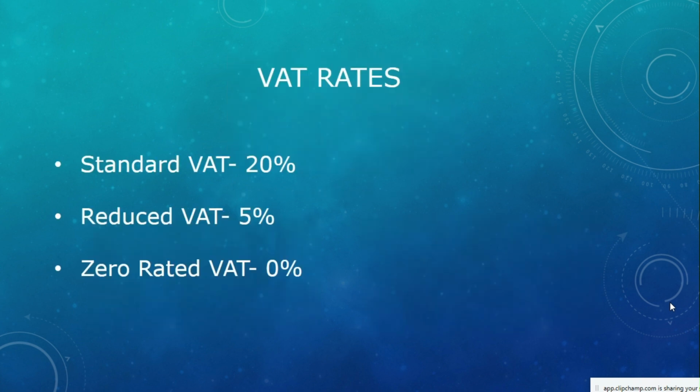So these are the VAT rates currently operating in the UK: 20%, 5%, or 0%. These are the three rates at which goods fall. Whatever goods or services you are dealing with, they will fall under these three categories. Most goods or services fall under the standard VAT of 20%. We have few exceptions which fall in 5%, and only very few cases where we have zero-rated VAT.